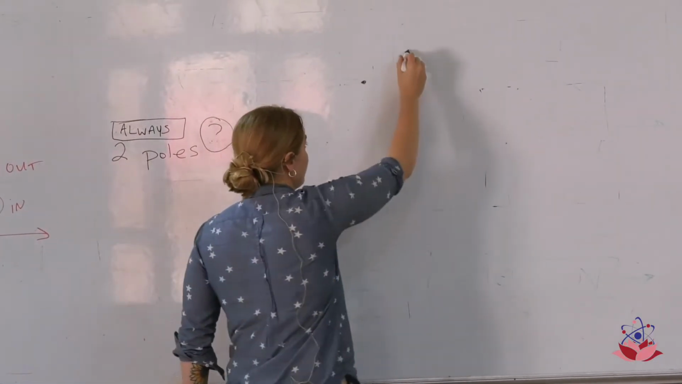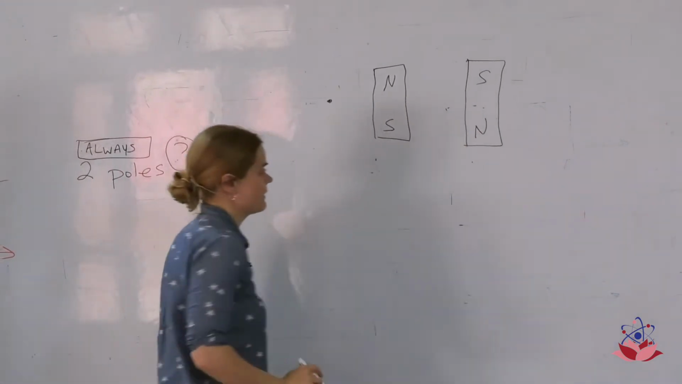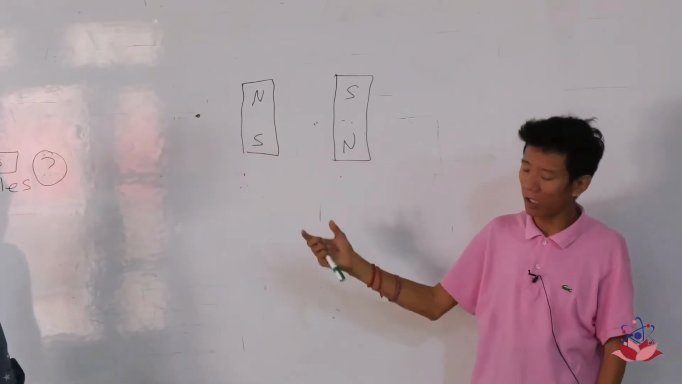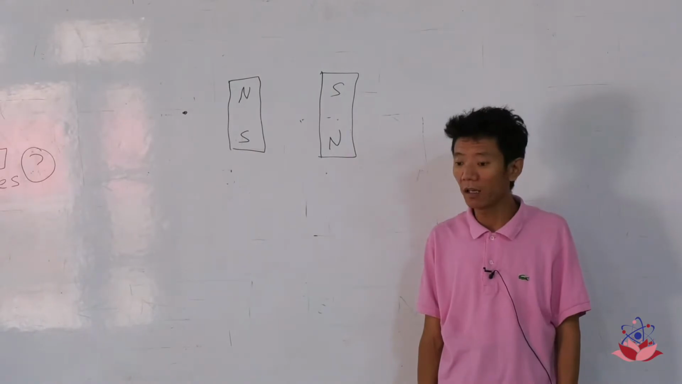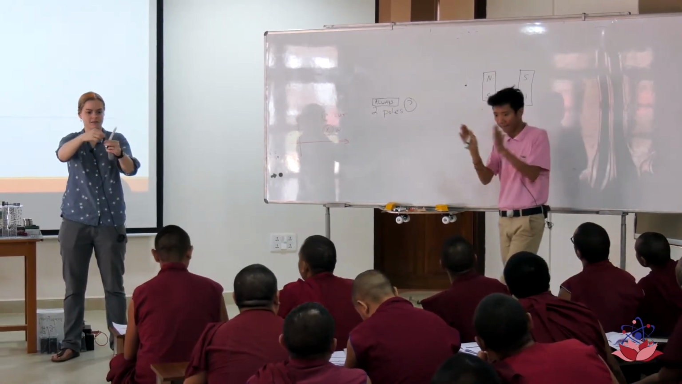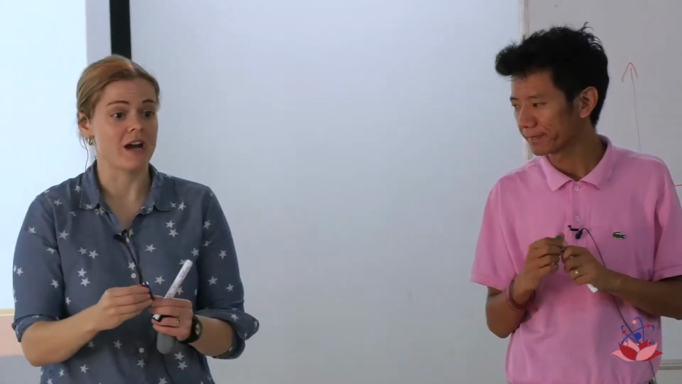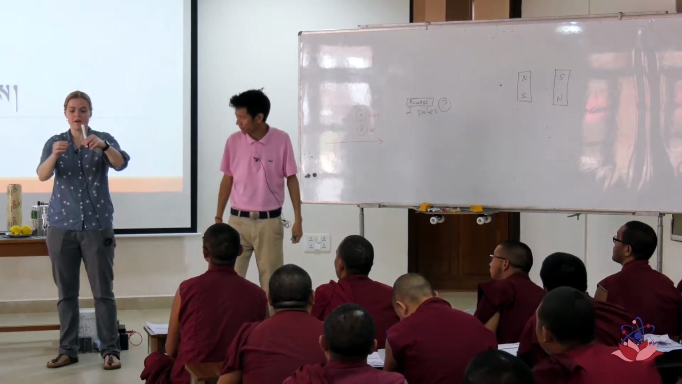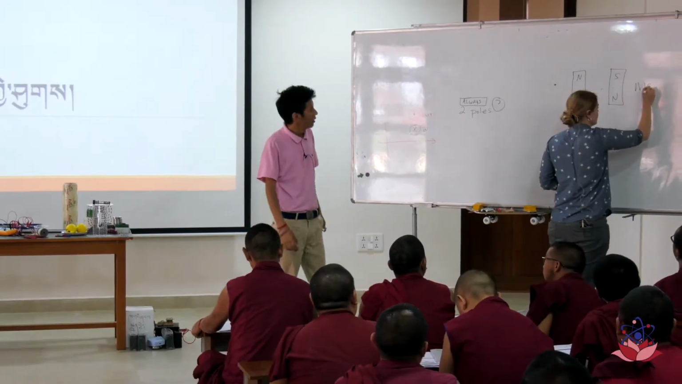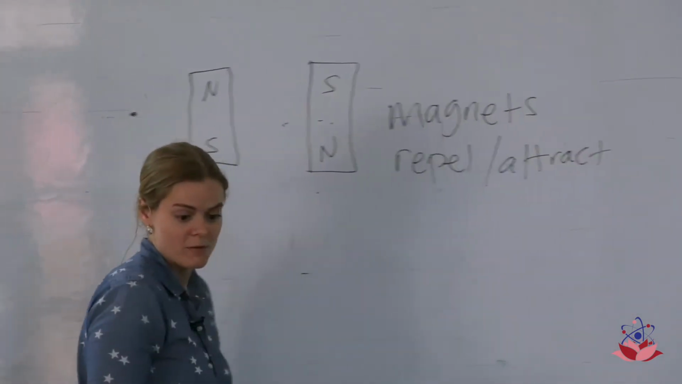One concept we've learned so far is that if I have two magnets and I put them this way, what will happen to those magnets? What happens? They attract each other, right? And if I have them aligned differently, they repel. So magnets repel or attract other magnets or magnetic materials.